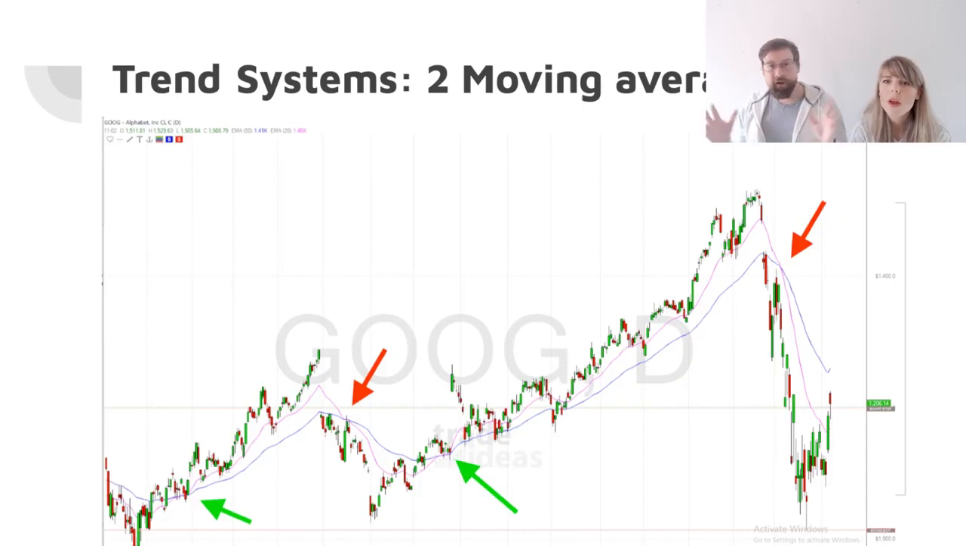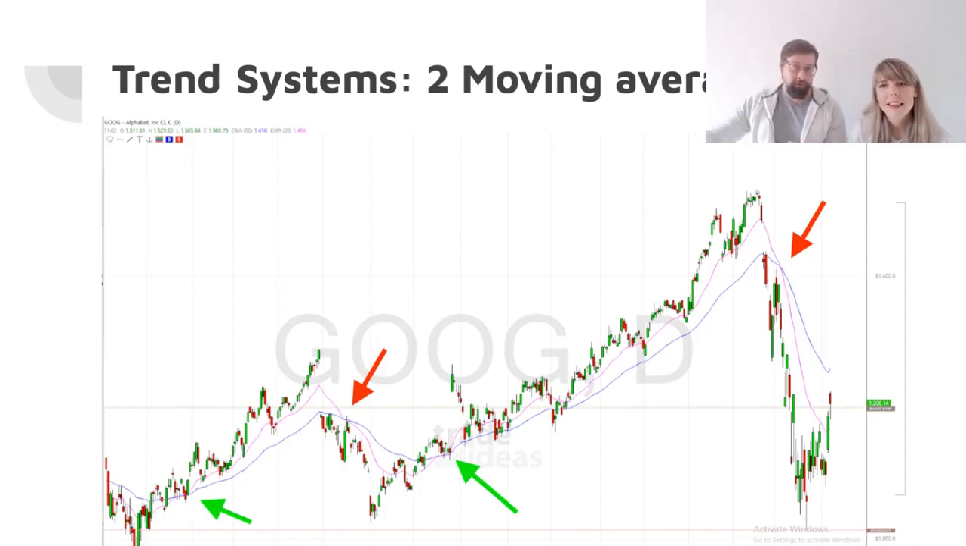Because you think about it, a shorter term moving average is going to be more sensitive to price movement, and a longer term moving average is going to take longer for price to move. So this is the same chart.